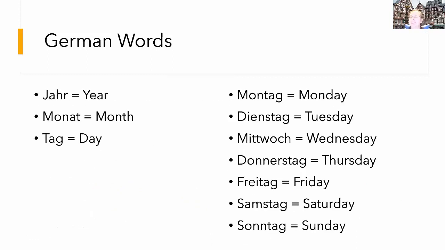Then you're going to need some words for times. Jahr for year, Monat is month, and Tag is day. Even in the United States, many of the Germans on their headstones in the cemeteries would have Jahr, Monat, Tag written on their headstones. And it would say how many years, how many months, how many days old they were at their time of death.